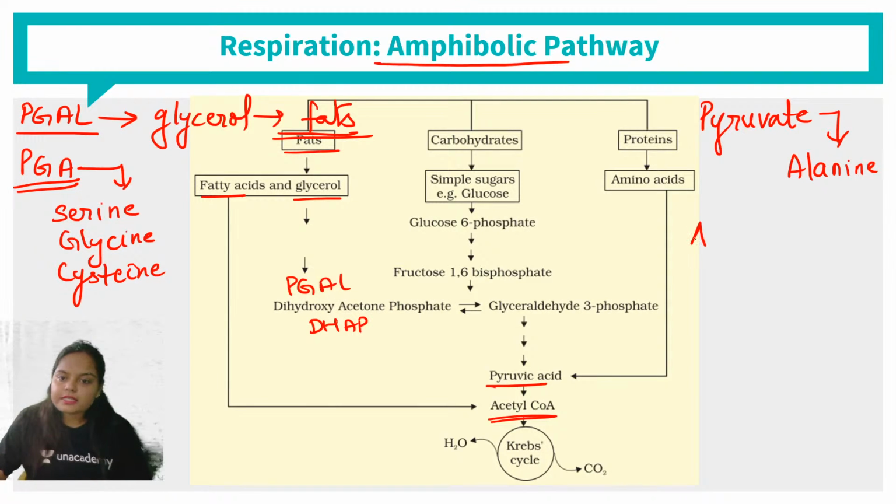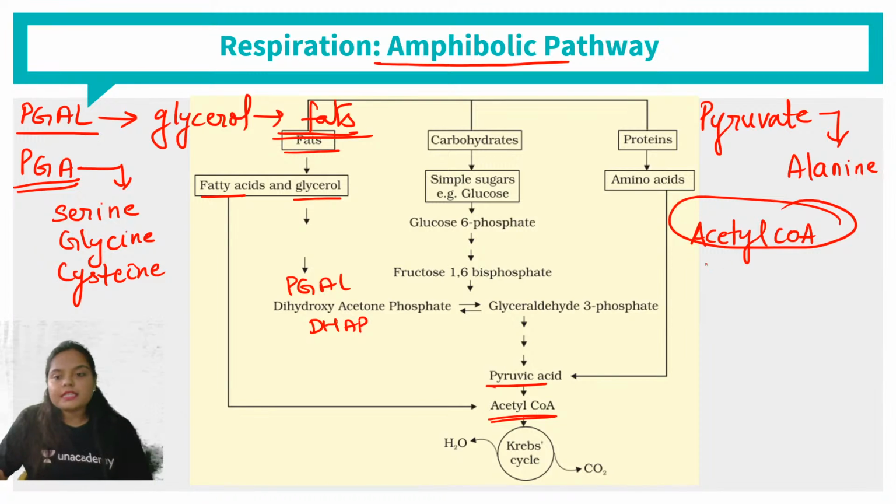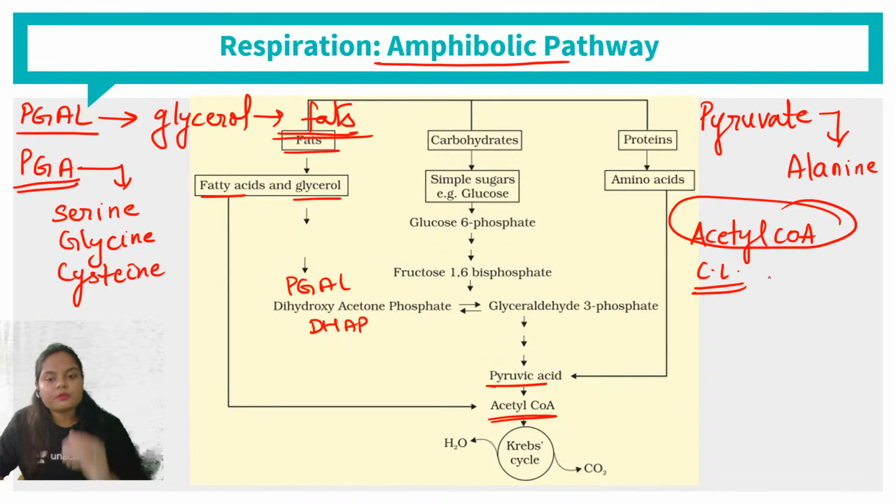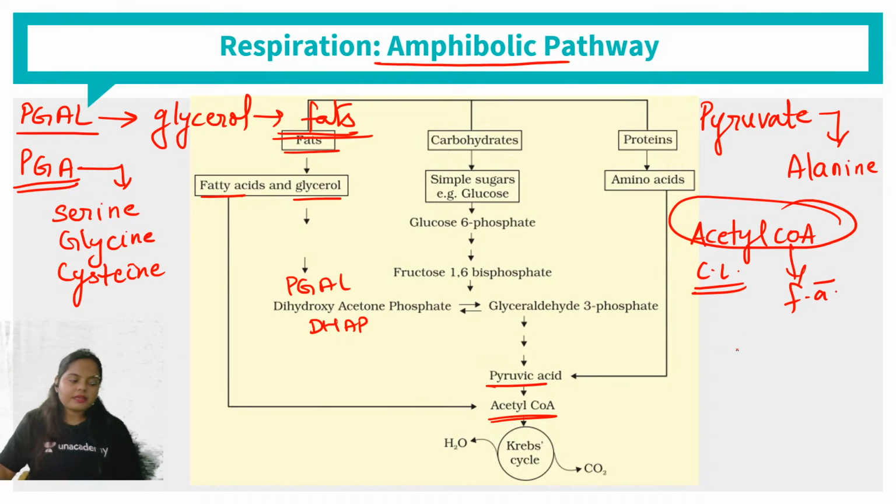Then the acetyl coenzyme A. This is a really important molecule because this is a connecting link between the metabolic pathway of carbohydrates, proteins, and fats. Okay, this acetyl coenzyme A is involved in the synthesis of, I told you, fatty acids. See, fatty acid is synthesized by this acetyl coenzyme A.